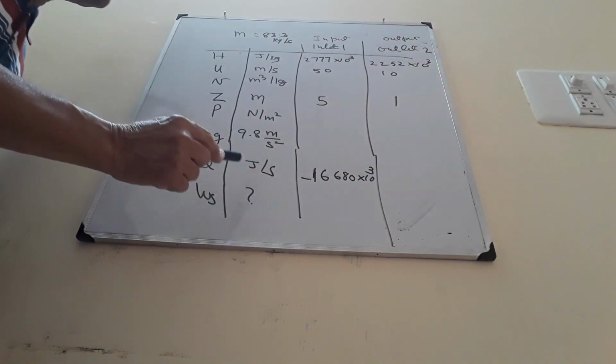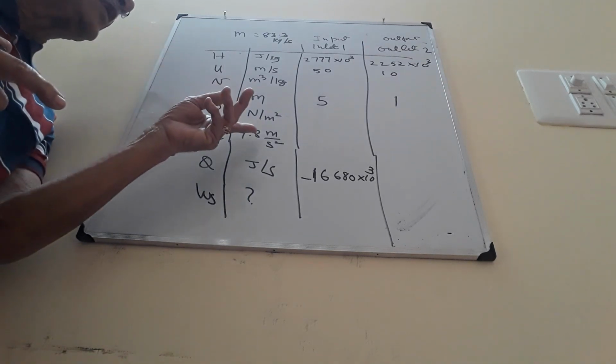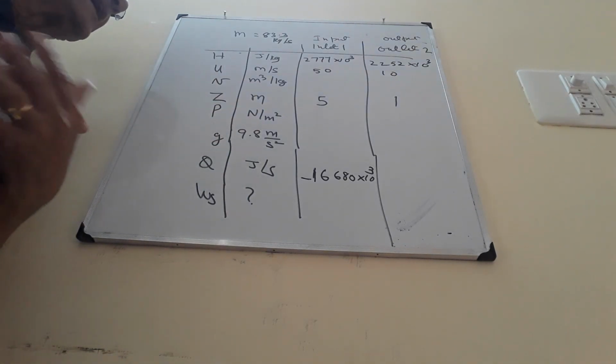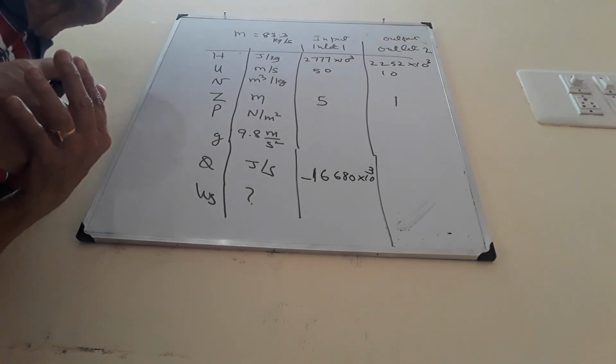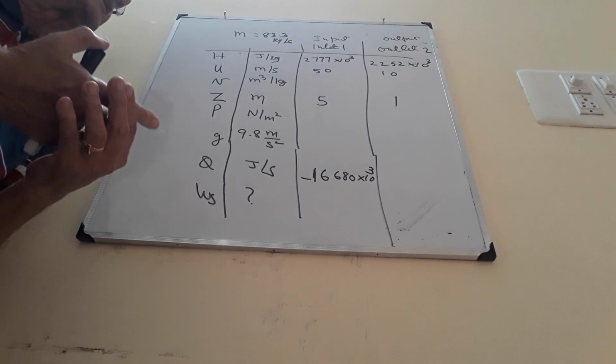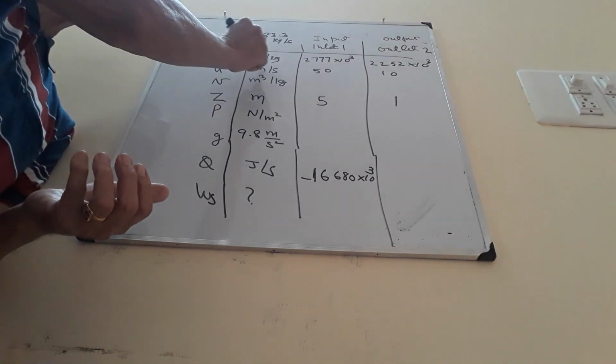What is the work done? This is the question. The problem is g is 9.8 meters per second square, and heat is in joules, and everything is Newton meter. Therefore, you have to convert everything into joules per second. Everything should be in joules per second or joules per kg.